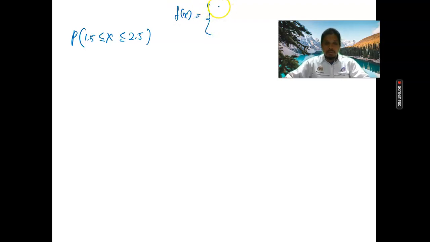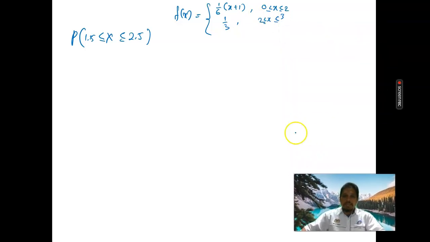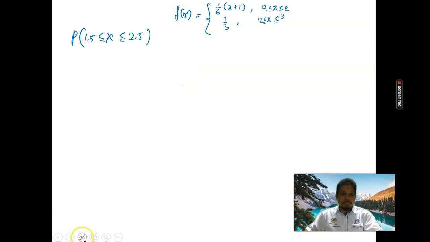Then next, find P(1.5 until 2.5). Okay, the graph just now, f(x) equal to 1 over 6 times (x plus 1) for x in between 0 until 2, and then it is 2 over 6, or 1 over 3, for x from 2 until 3, and zero otherwise.